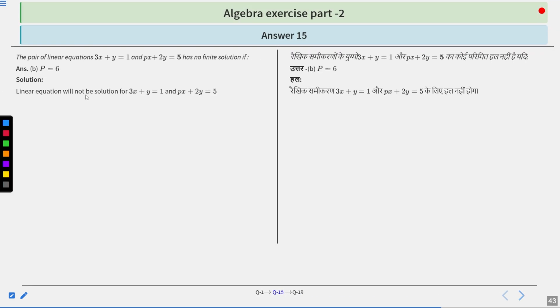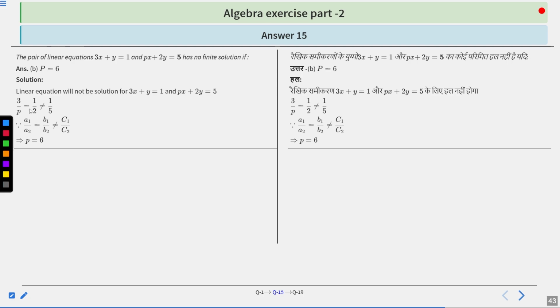Linear equations will not have any solution for 3x plus y equal to 1 and px plus 2y equal to 5 if 3 upon p equal to 1 upon 2, which is not equal to 1 upon 5. Because we know a1 upon a2 equal to b1 upon b2, but b1 upon b2 should not be equal to c1 upon c2 is the condition so that the linear equations have no solutions.